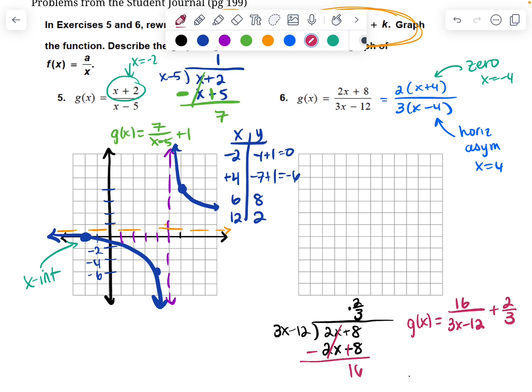Not the prettiest function to graph. So I will tell you that every now and then, transformational form isn't like your favorite, okay? But it can be helpful. What it definitely confirms is that our horizontal asymptote is at 2/3. So it's not going to be at a whole value, all right? And that's okay. It happens.